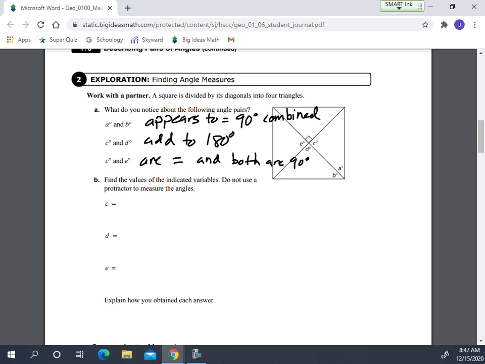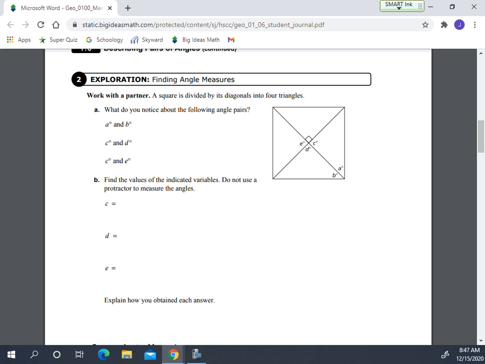Part B, we're finding the values. Let's find the value of C. We know that this right angle here is 90 degrees. That little square makes it 90 degrees. Well, if that's 90 degrees, and C and that 90 degrees are on the straight line, we know that C plus 90 is equal to 180. If we subtract 90 from 180, we know that C is equal to 90 degrees.